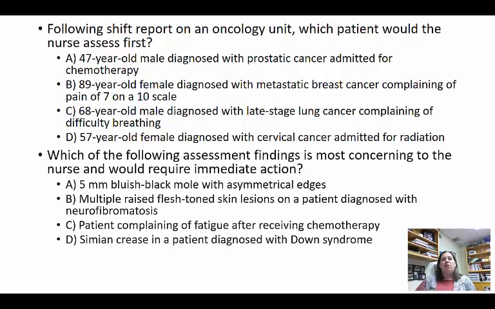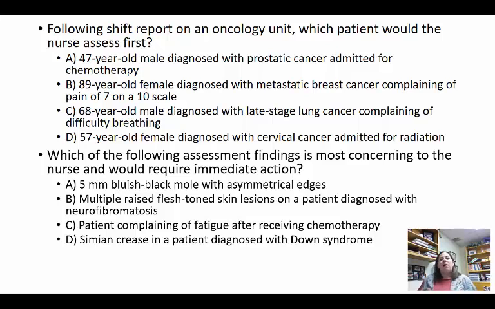In our next question, which of the following assessment findings is most concerning to the nurse and will require immediate action? All right, so A is we have a 5 millimeter bluish black mole with asymmetrical edges. B is multiple raised flesh tone skin lesions on a patient diagnosed with neurofibromatosis. C, a patient complaining of fatigue after receiving chemotherapy. Or D, a simian crease in a patient diagnosed with Down syndrome.